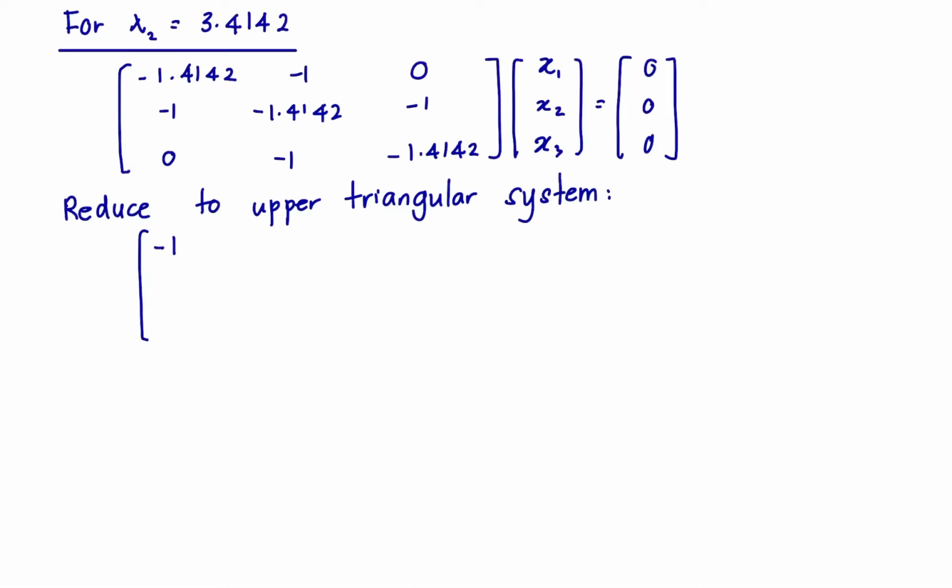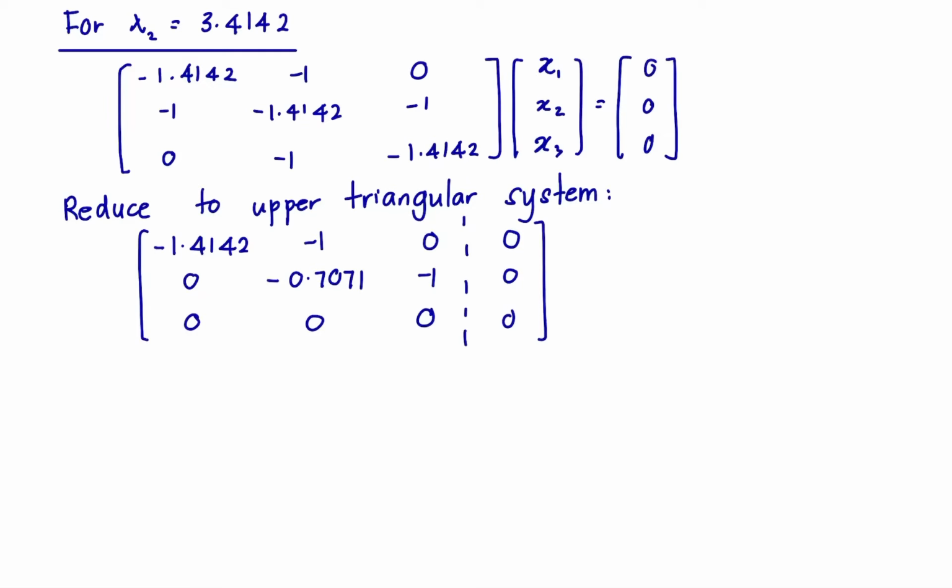Okay, so what is left is minus 1.4142. The first row is being taken as our pivot row. The second row is going to be 0, minus 0.7071 and minus 1. The third row is going to be 0, 0, 0. Let's write it in augmented form. If you recall, augmented form is whereby we temporarily eliminate x and just include one more column with the values b.